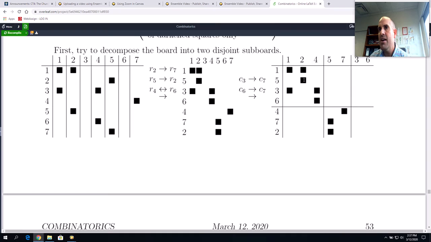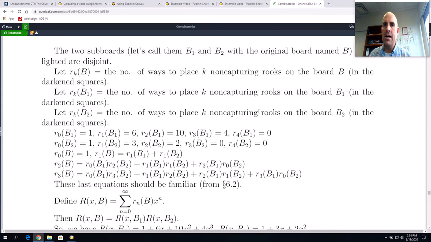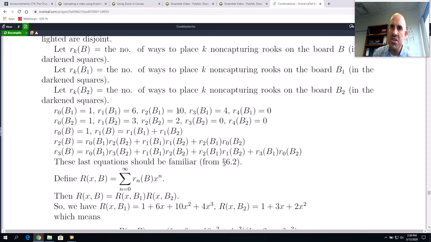And finally, if I place a first rook right here in row, well, I guess it's labeled row 5, but it's really the second row, column 2. Then it eliminates this entry up here, and I have two options for where I could place the second rook. So that's 2 + 2 = 4, added to the 6 from before, and that is 10, my friends. That is why R2 of B1 equals 10.